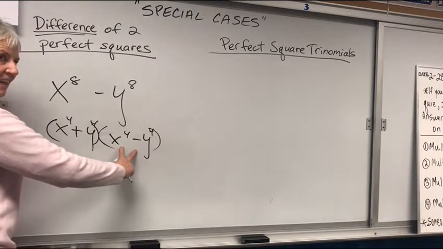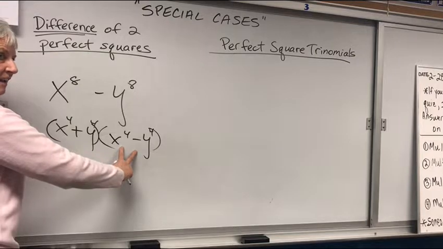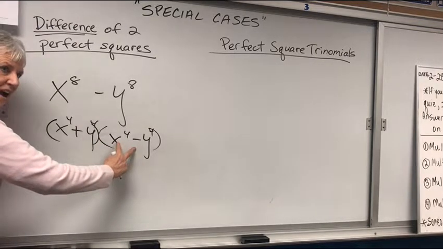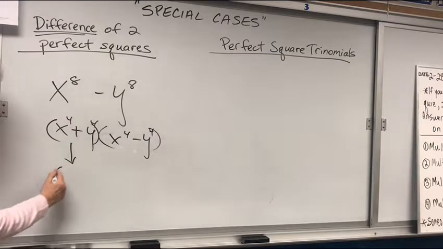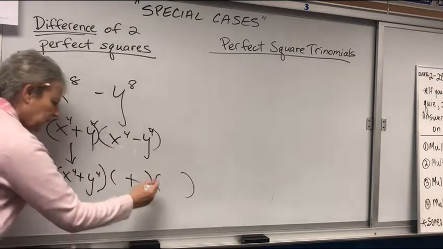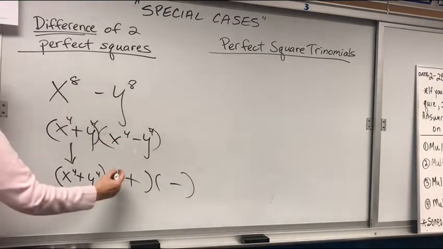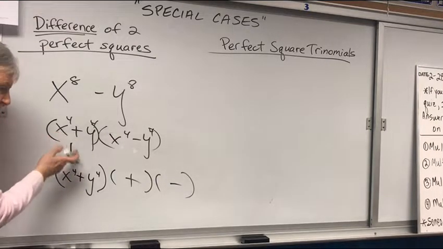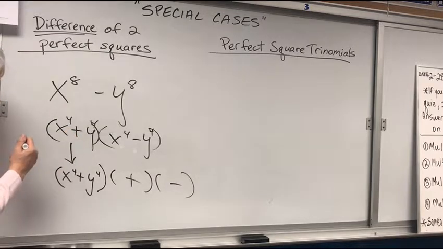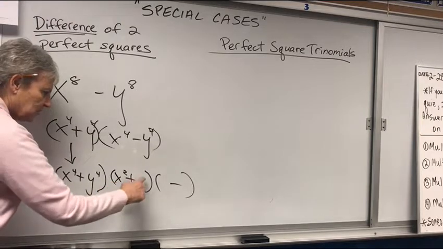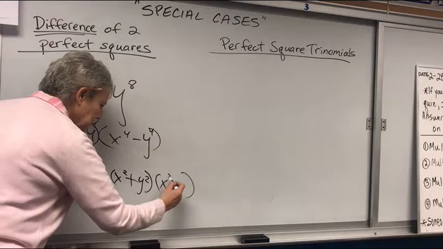I have it again. There's no GCF. Well, x to the 4th, x to the 4th. This is the difference of two perfect squares. Bring this one down. X to the 4th plus y to the 4th. One's plus, one's minus. This is not a difference. You can't factor that. What's the square root of that? X squared. What's the square root of that? Y squared. One's plus, one's minus.